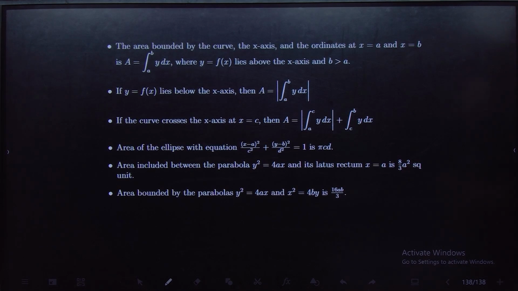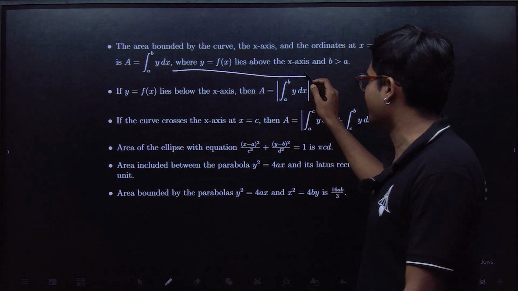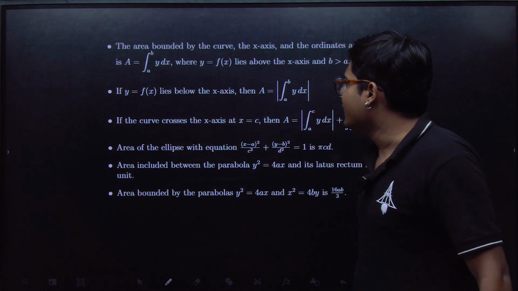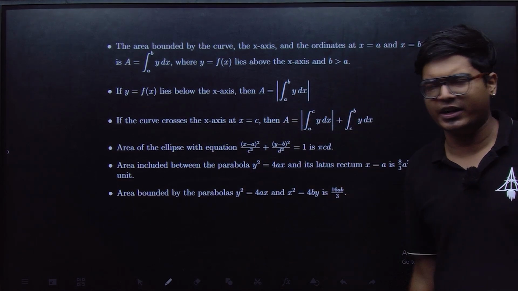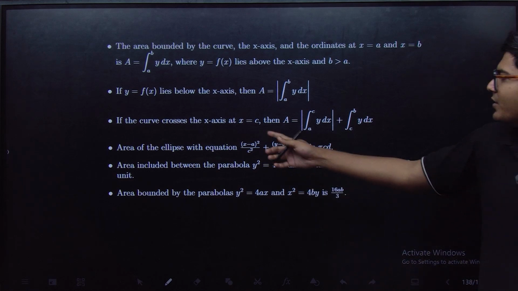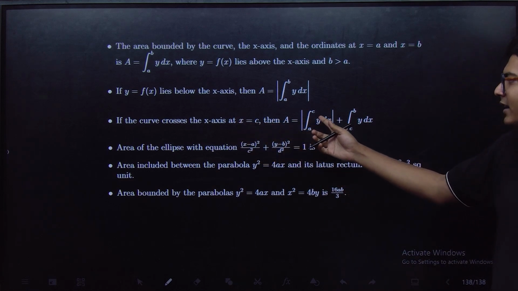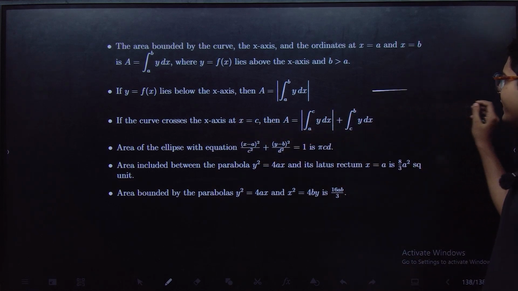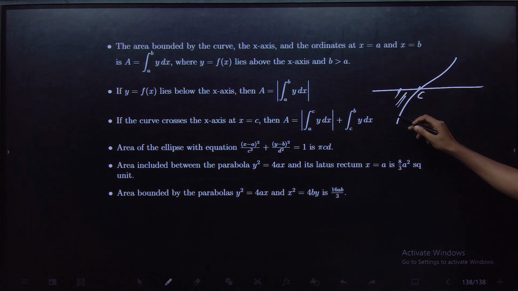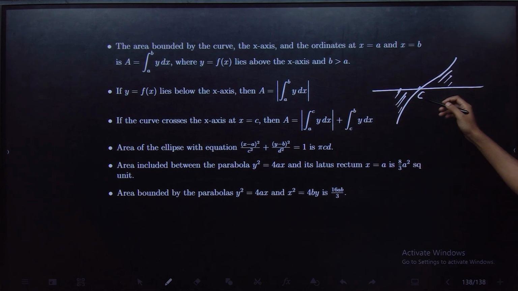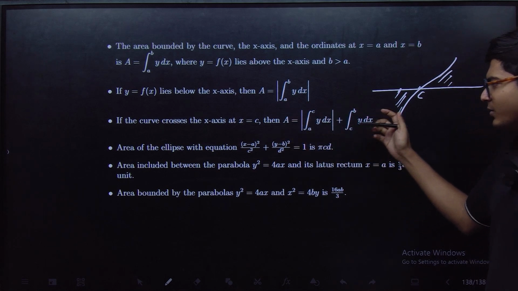Now, the area bounded by the curve, the x-axis and the ordinates x equal to a and b is given by this. We already know this is the geometric interpretation of the definite integral. If f lies completely below the x-axis, then the area is basically the mod of whatever you're getting. Now, if the curve crosses the x-axis at x equal to c, then the area can be written as the mod of the first part. So if it's below the x-axis till c, then you take the mod of the first area, and the second area we know is going to be positive. So the overall area turns out to be this quantity.